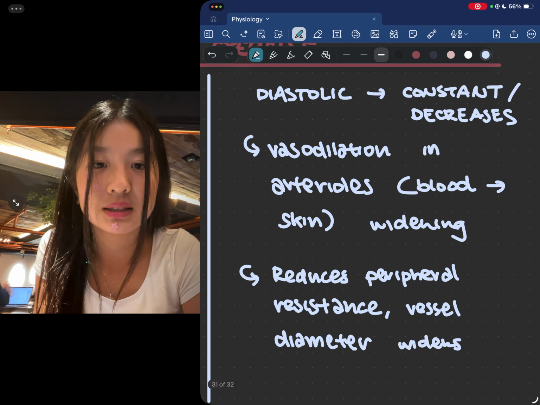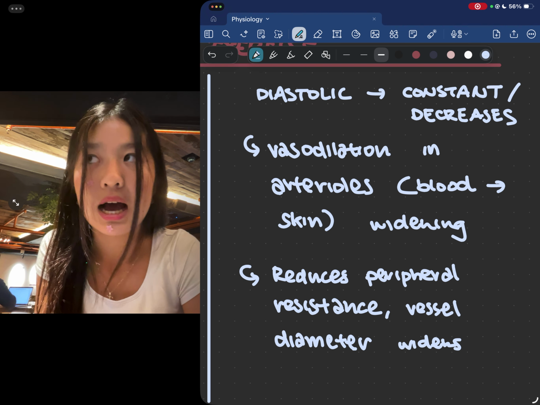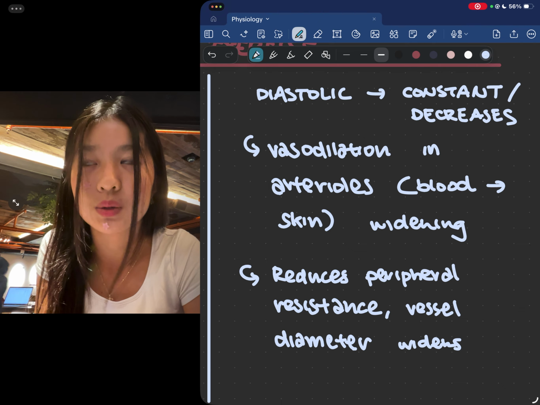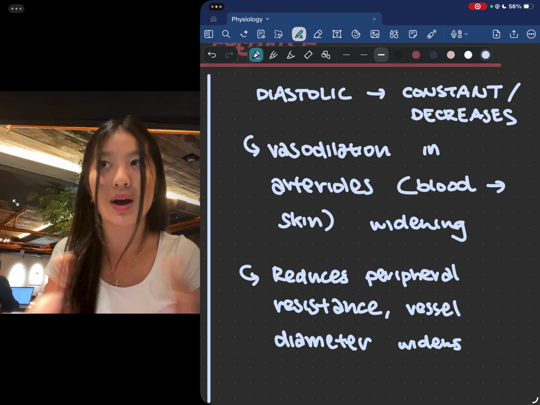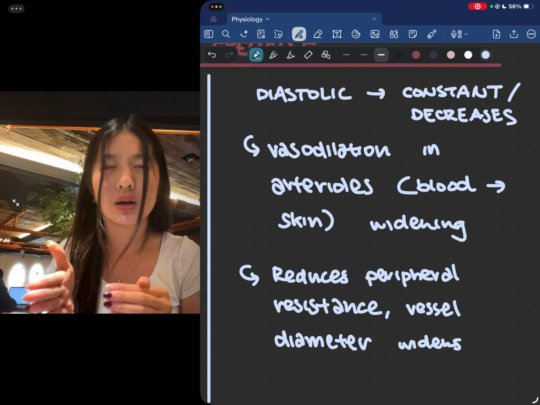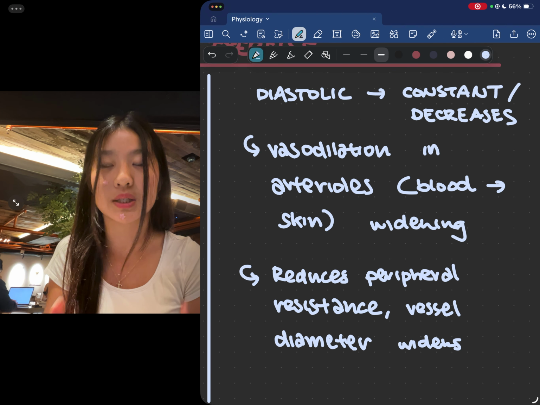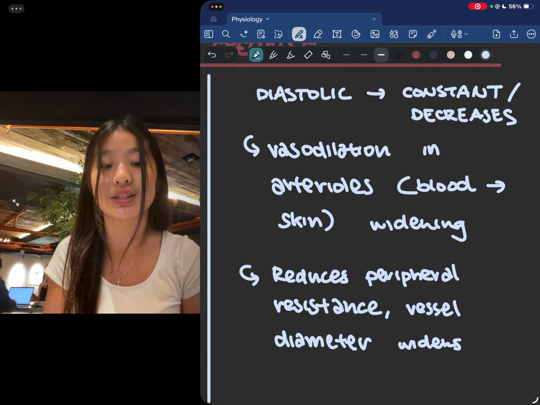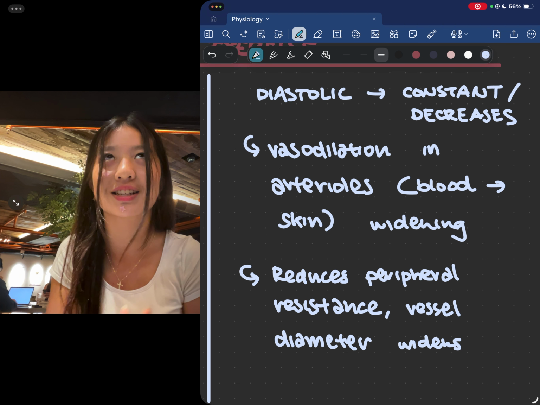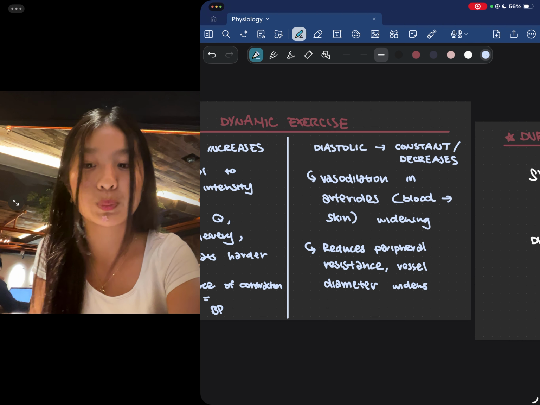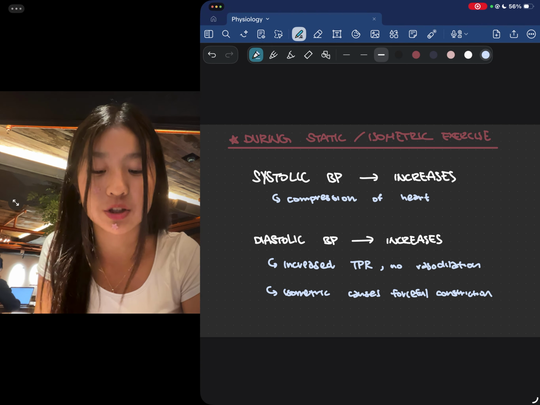And then the diastolic value actually stays constant or even decreases a little bit, because your blood vessels vasodilate towards your skeletal muscles. Vasodilation means the arterioles are actually widening. And if there's widening, there's less pressure against the arterial walls. This reduces the total peripheral resistance, which is the resistance to blood flowing through. Because of the vessel diameter widening, there's less pressure, and therefore the diastolic number can actually decrease.